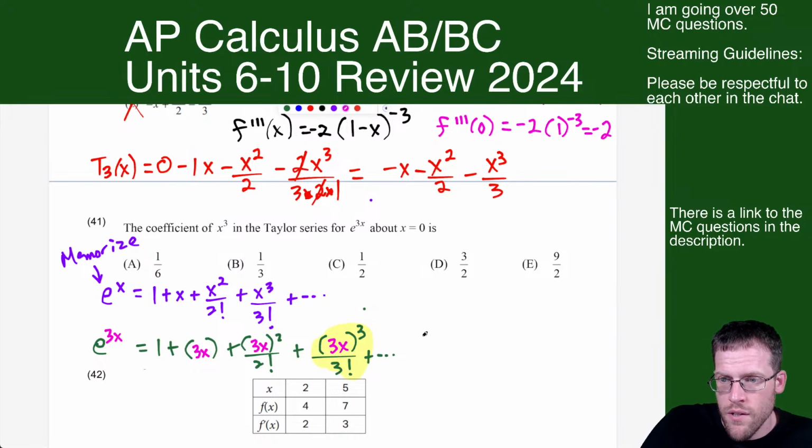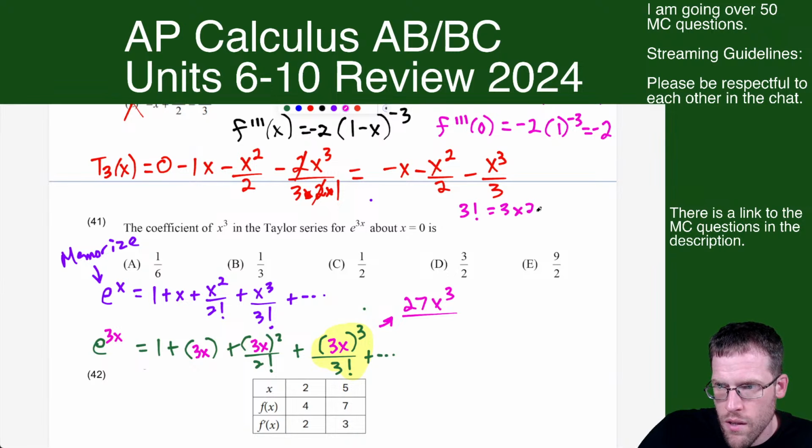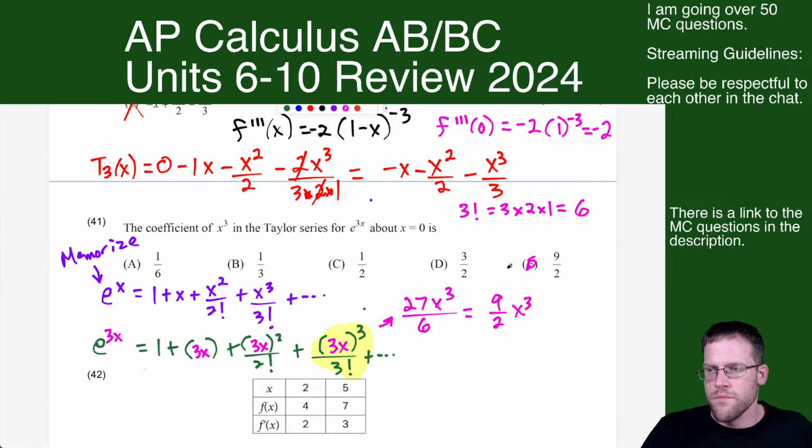And now for this, I just expand that one. It's going to be 3 to the third is 27, x to the third over 3 factorial, which is 3 times 2 times 1. Remember, that doesn't mean shout 3 at me. That means 3 times 2 times 1. I'm starting to fizzle out here a little bit, but don't worry, we're going to get through this. And now divide the top and bottom by 3, and we get 9 over 2. Okay, choice E.